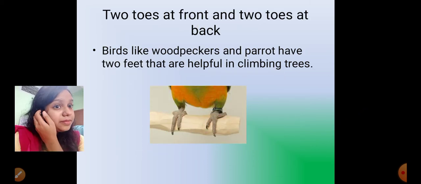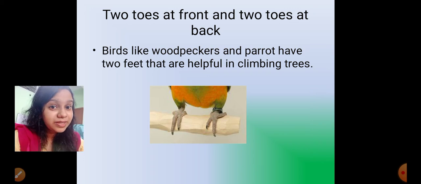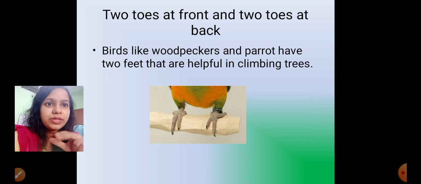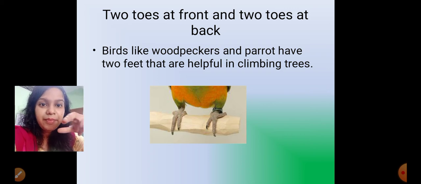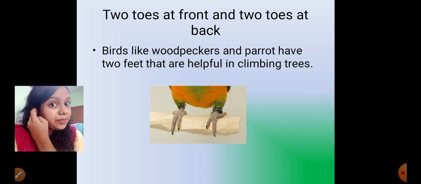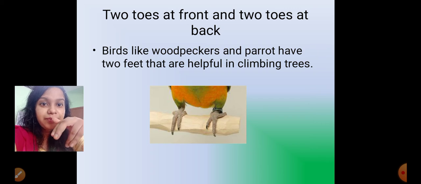Now, have you seen birds like woodpeckers and parrots? We discussed them, right? So woodpeckers and parrots have 2 toes at the front and 2 toes at the back that help them to climb. Alright. In the front there are 2 toes. In the back there are 2 more toes, and it helps them to climb trees. Where do woodpeckers and parrots live? They live in the trees, right? And as such, they have 2 toes in the front and 2 toes in the back, and it helps them to climb trees. Okay, children?